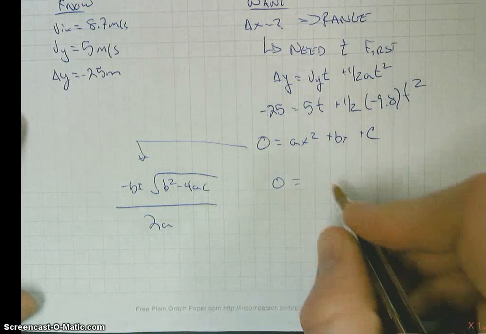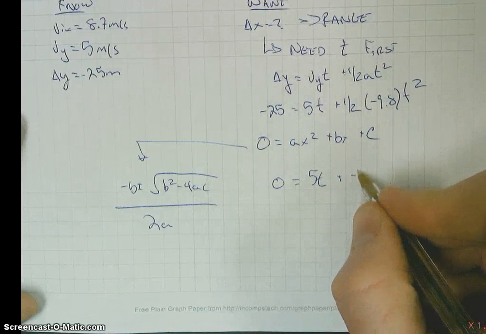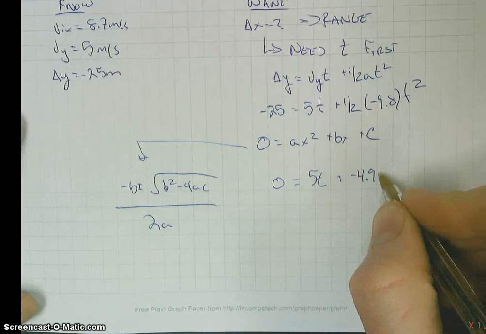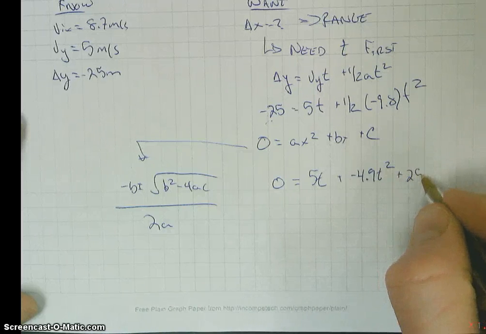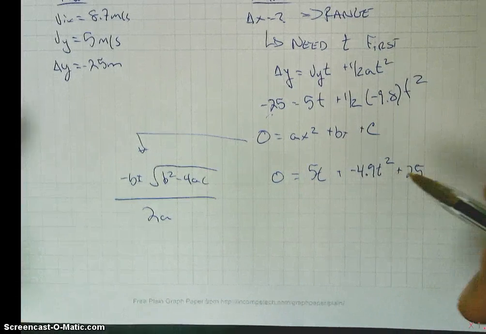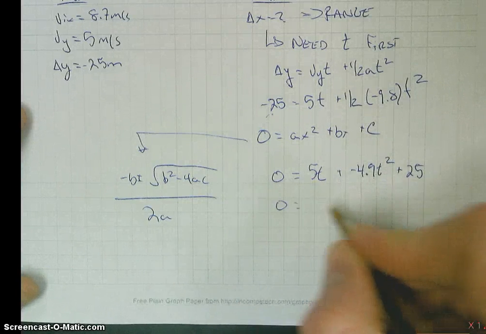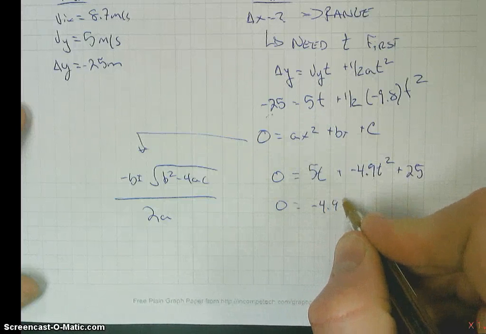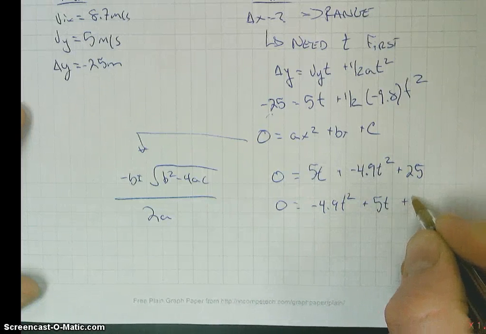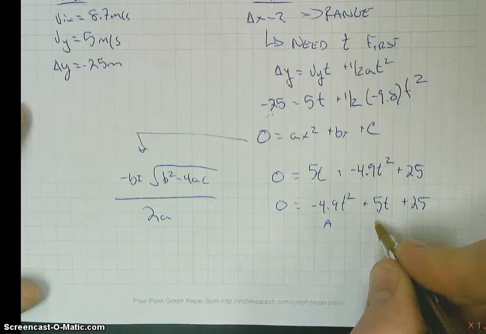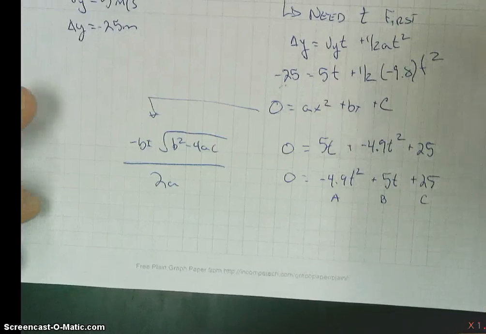So I get 0 is equal to 5t, like I have above, plus 1/2 times negative 9.8, which is negative 4.9 t squared, and then add 25 to both sides, that drops, plus 25. Okay, so I have my format, I just need to rearrange t squared, t, and 25. So 0 is equal to ax squared, so negative 4.9 t squared plus 5t plus 25. This is my a value, this is my b value, there's my c value. So let's take that and put it into our quadratic.